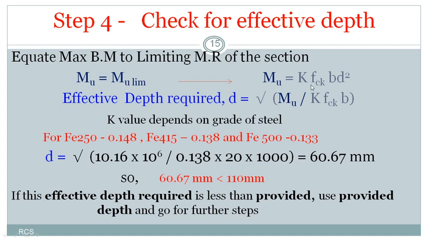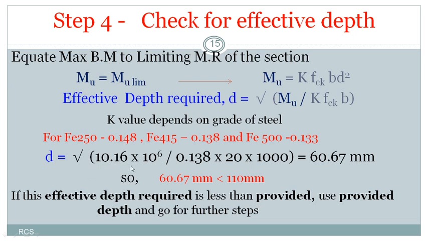So Mu equals k into fck b d square, and d can be calculated using this formula, d equals the square root of Mu by k fck b. The k value depends upon the grade of steel we are using. In this condition we are using Fe 415 steel, so the k value would be 0.138. Now substitute the Mu, k, fck and b values in this equation. We'll get Mu equal to 10.16 into 24.6.